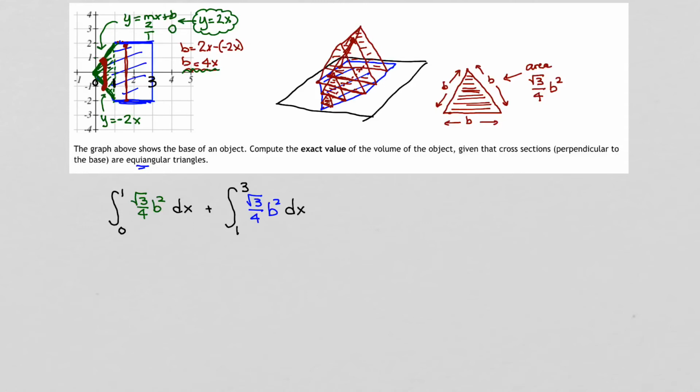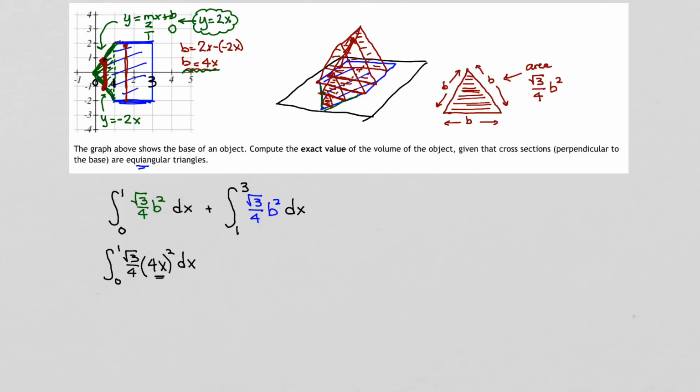So let's put that into that integral. We have from 0 to 1, the square root of 3 over 4 times 4x squared. 4x again represents that base, that distance from the top green to the bottom green function, which represents, correspondingly on our picture over here, the base along these equilateral triangles.